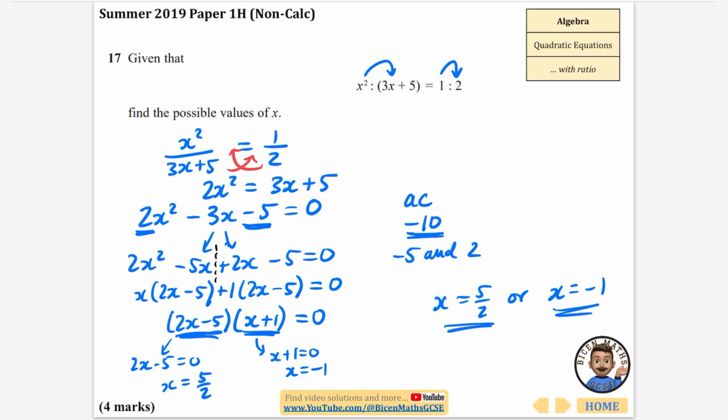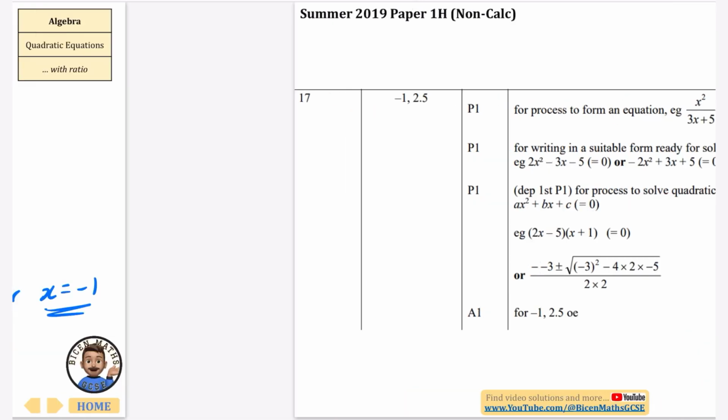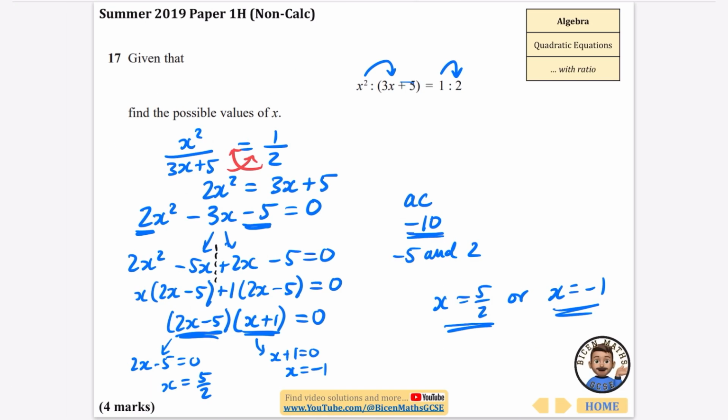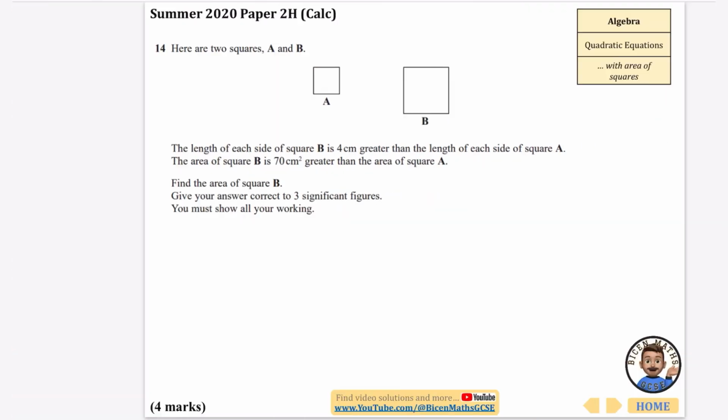So just double check that this works. Yeah, that does work. Good. So we've got minus 1 and 2.5, or 5 over 2. All I was doing was just thinking when you sub them in, does it still give you that ratio of 1 to 2? I wrote 5 over 2 instead of 2.5, but whatever you prefer is fine for that.